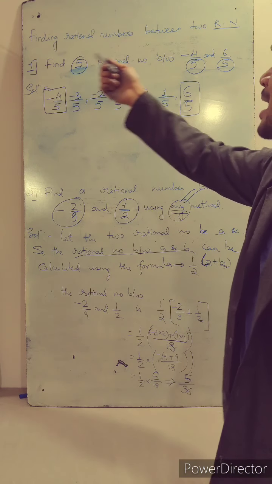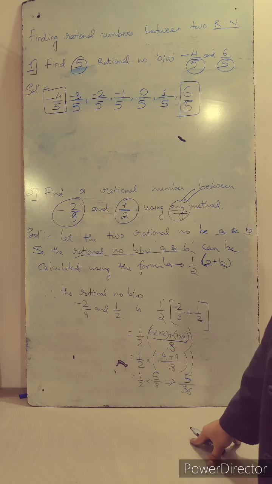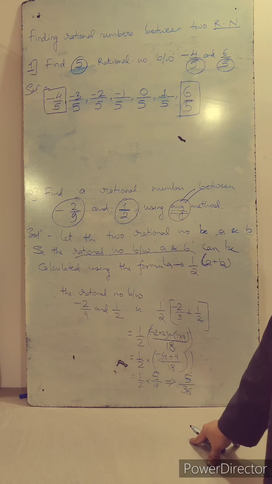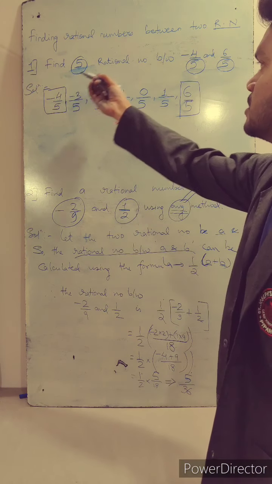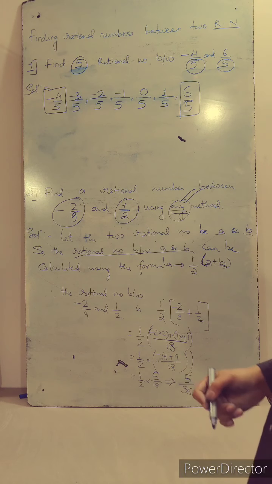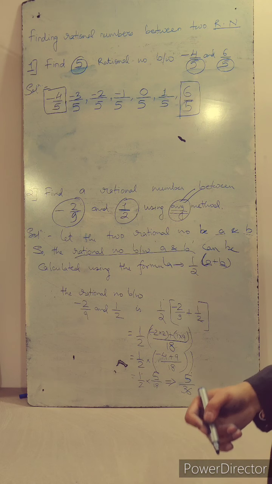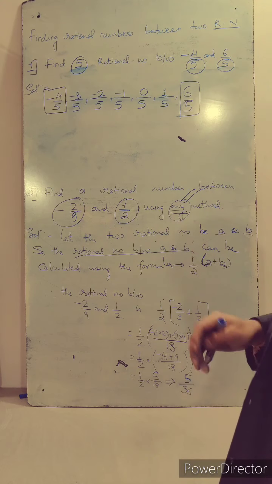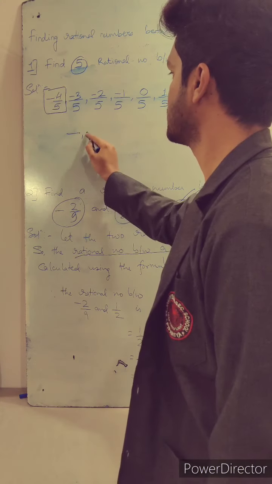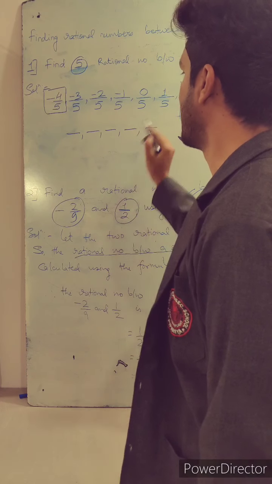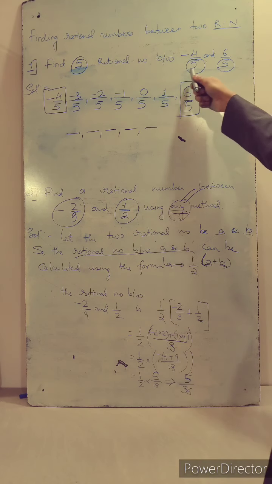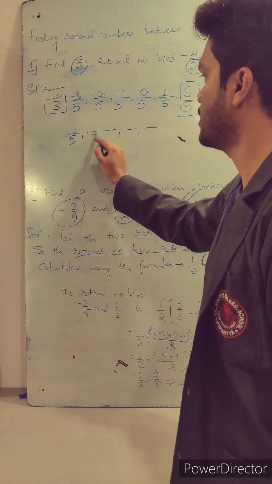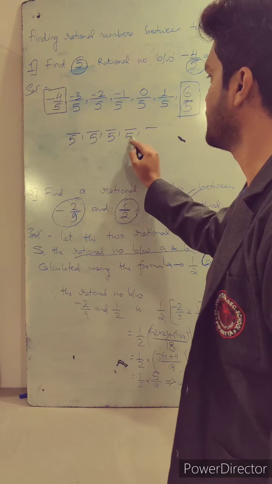So coming on to the last topic of the chapter, in this we will learn how to find rational numbers between given two rational numbers. For this we have 2 questions. First question is we have to find 5 rational numbers between minus 4 by 5 and 6 by 5. We observe that the given rational numbers have same denominators. For that we have to draw 5 lines because we have to find 5 rational numbers and both the rational numbers have same denominators, so our answers will also get same denominator, that is 5.